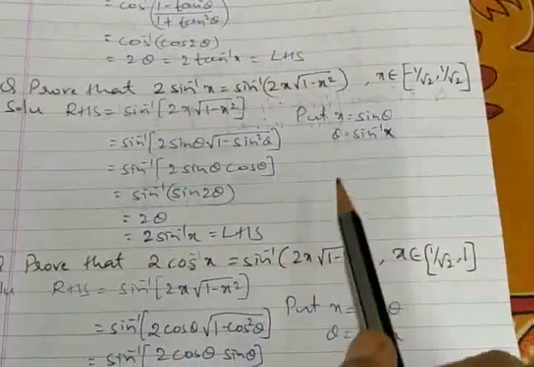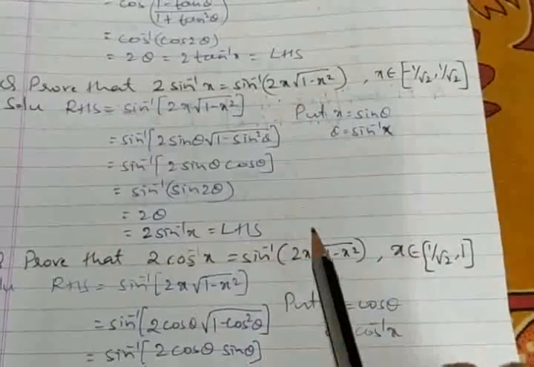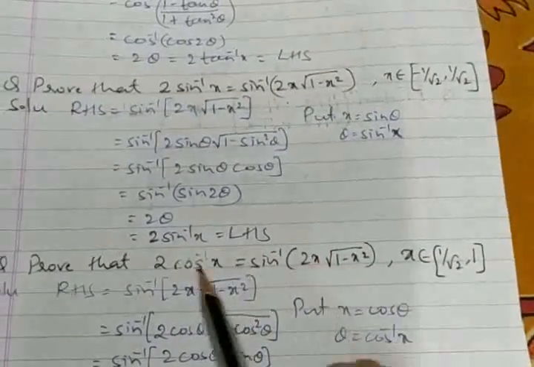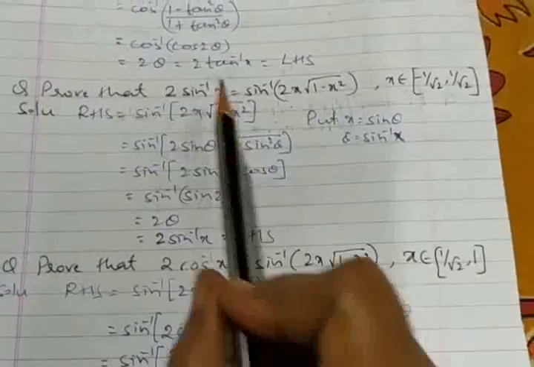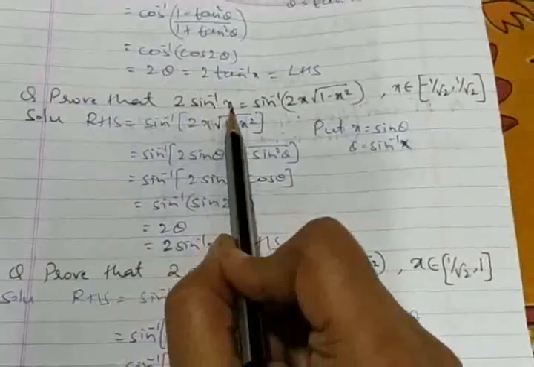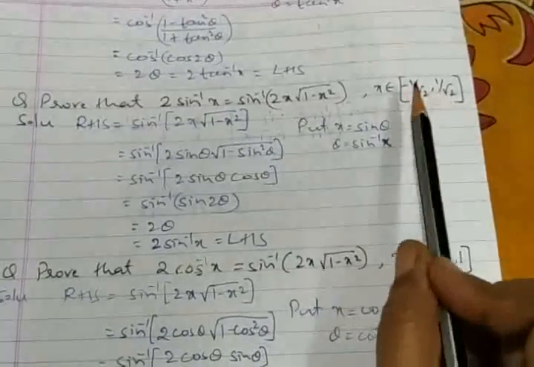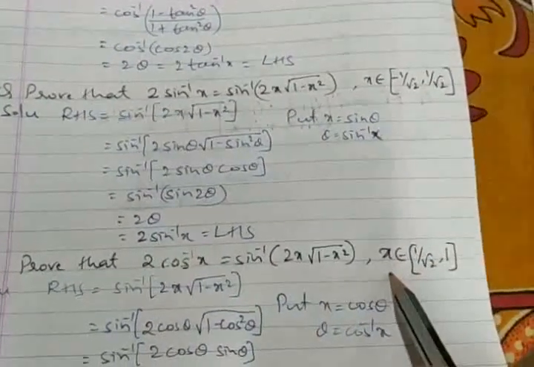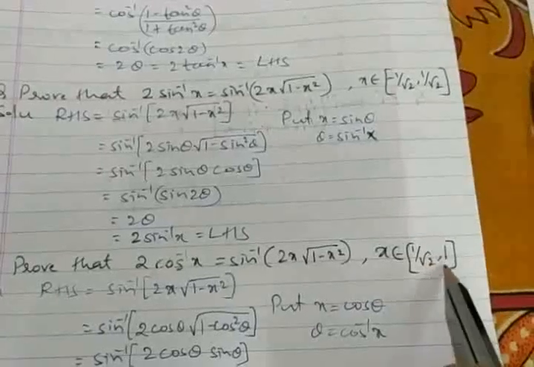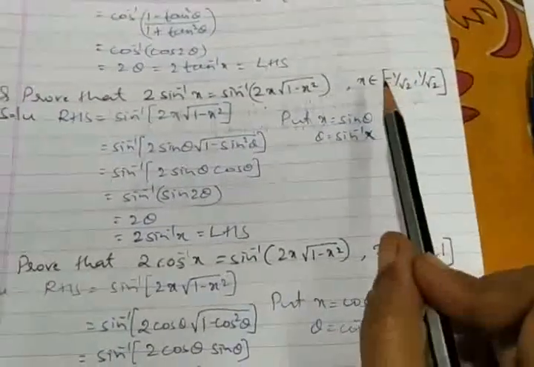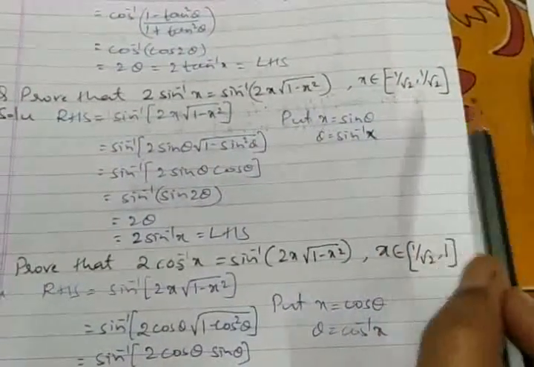Observe the two terms carefully. Both are one and the same, but once it reduces to 2 cos inverse x and once it reduces to 2 sin inverse x because of the domain part. In this case, the domain will be x belongs to 1 by root 2 comma 1, closed interval, and here we find minus 1 by root 2 comma plus 1 by root 2.